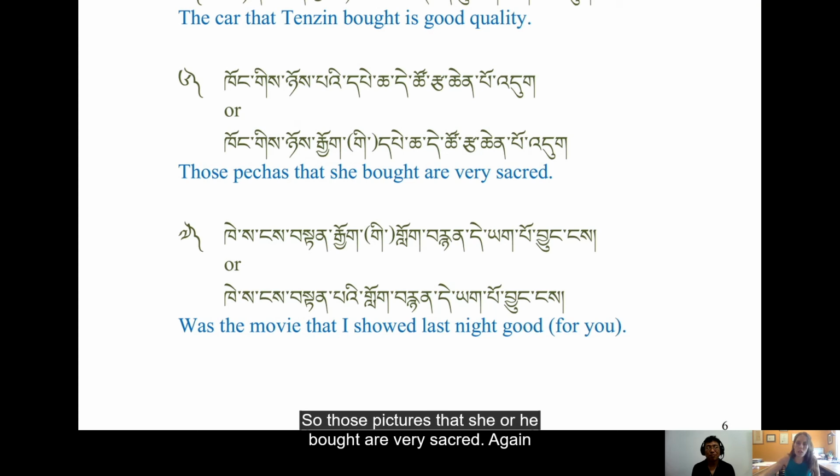So those pechas that she or he bought are very sacred. Again, the same thing in the sentence could be were very sacred, depends past tense or not. So this, again, is the same. And then the second sentence is with the gyo. Nyogyo kitep or nyogyo tep. The ki is optional when you're using the gyo, okay?